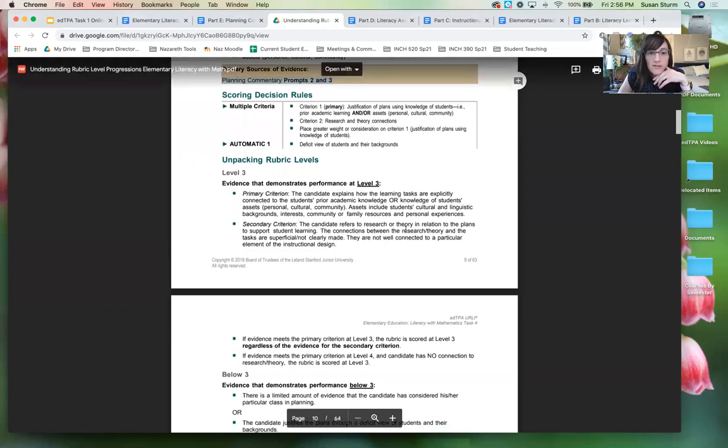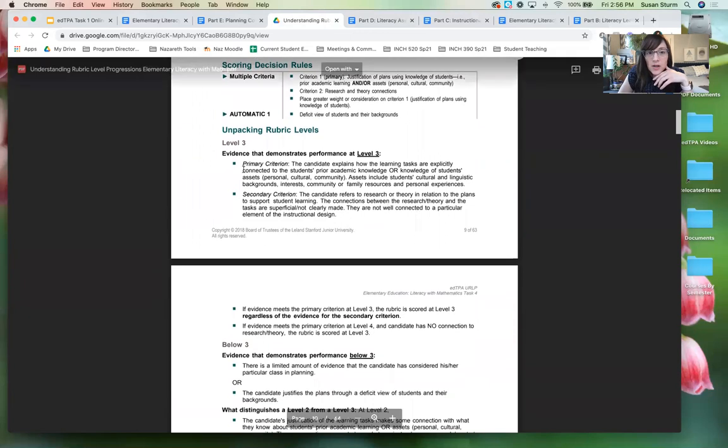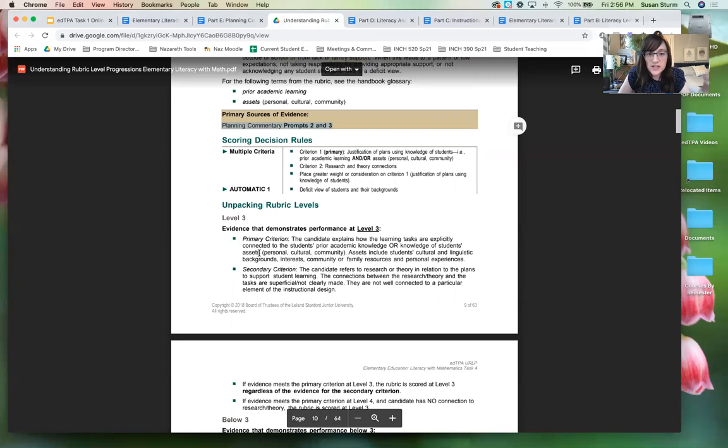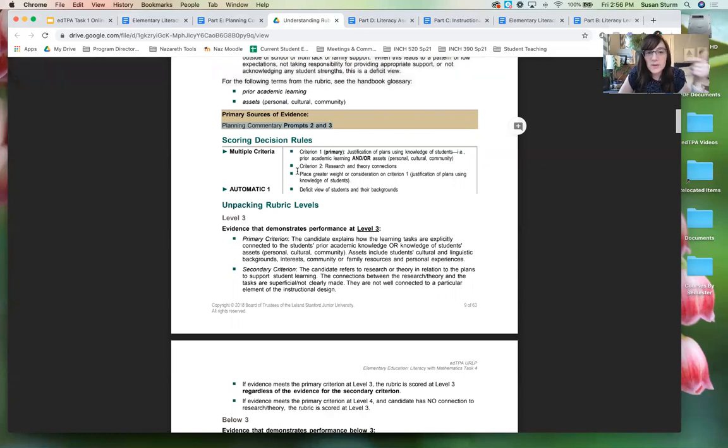So level 3 on this, this rubric has primary criterion and secondary. So primary, you must always have at a minimum the primary criteria to get this level. So the primary criterion for this one is justifying your plans using the knowledge of your students' prior academic learning and or their assets. That's absolutely necessary. You have to have that.